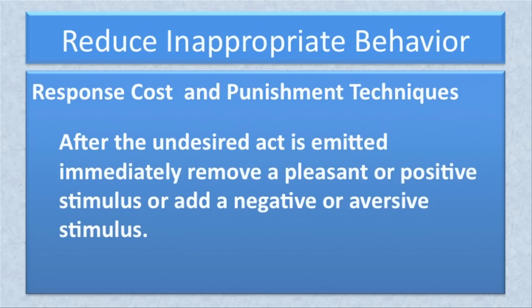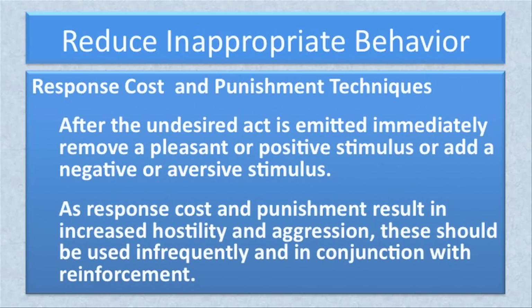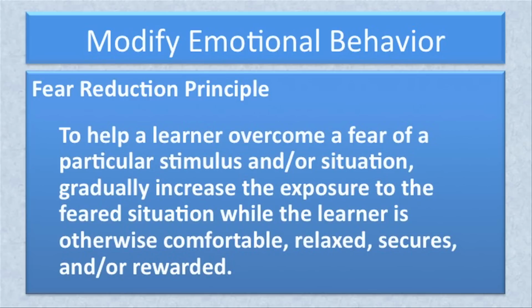As discussed in the presentation on operant conditioning techniques, you can use response cost, that is, remove a positive or pleasant stimulus immediately after an undesired target behavior is emitted, or punishment, that is, add a negative or aversive stimulus immediately after an undesired target behavior is emitted. It is important to recognize, however, that response cost and punishment always result in increased hostility and aggression on the part of the learner. It should be used infrequently and in conjunction with reinforcement.